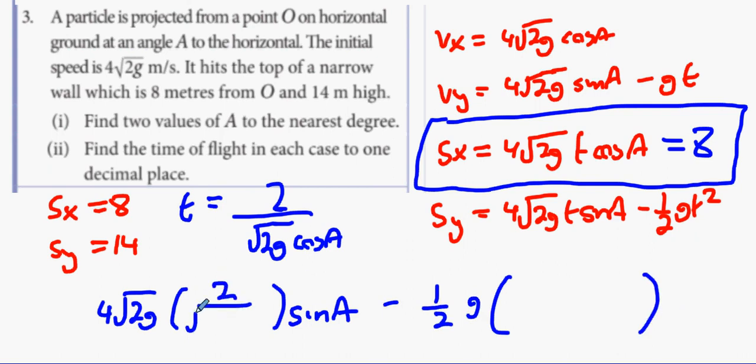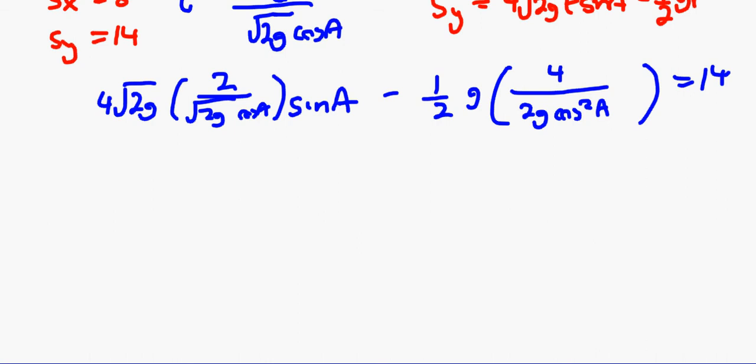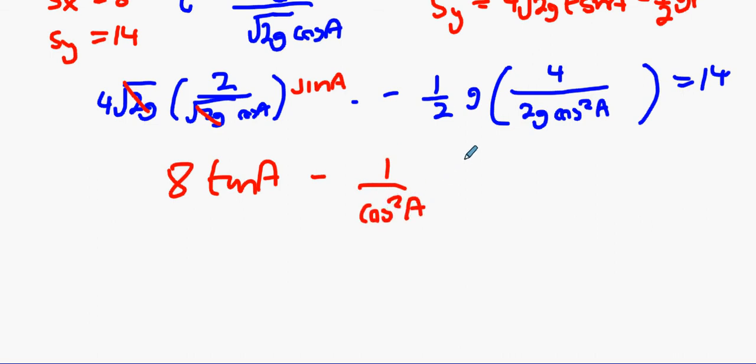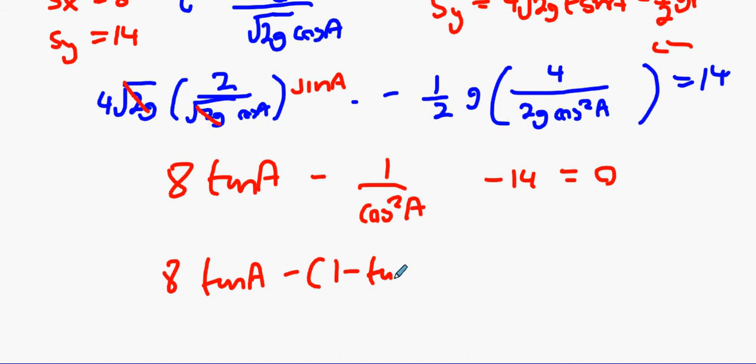When you substitute that into the y equation and square that out, you should get 4 over 2g cos squared A, all equals 14. Stuff will cancel. 2 times 4 is 8. Sine alpha over cos alpha will be tan alpha, 8 tan alpha. No, the 4 will cancel to 2, so you're just going to have 1 over cos squared A, 14. 1 over cos squared A changes to become 1 minus tan squared A.